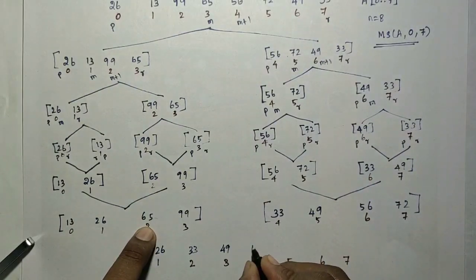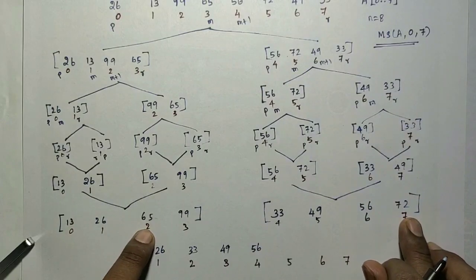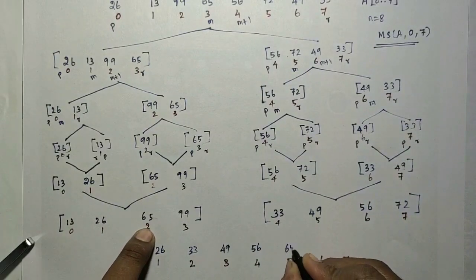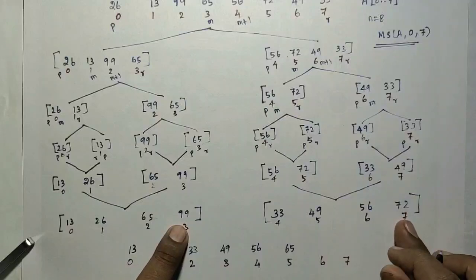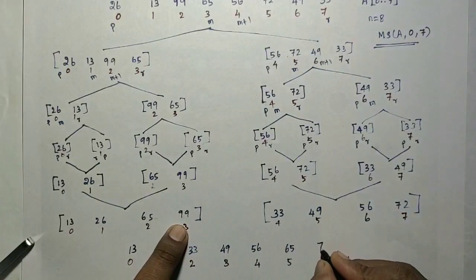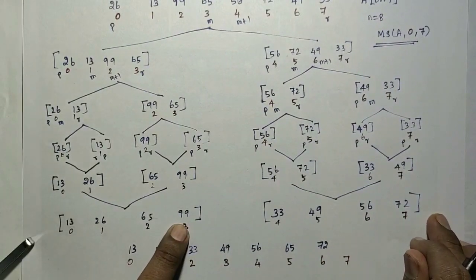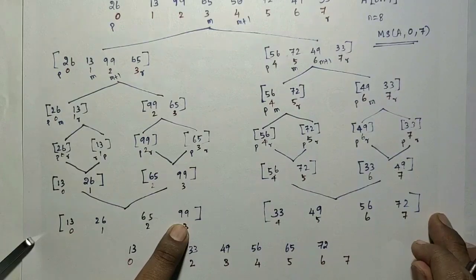So put it here and increment this alone. 72, 65. 65 is the minimum. Put it here and increment this alone. Now 99 and then what? 72. 72 is the minimum. Put it here and increment this alone. Here in this position we need to assume that some maximum infinity number is there.